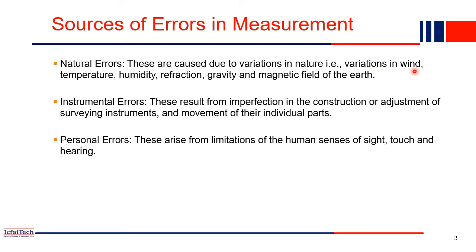For example, variation in wind speed. Maybe when you are surveying, the wind speed is 5 kilometer per hour, but when your friend is surveying, at that time maybe it is 50 kilometer per hour. Because of high wind speed, people always make some small mistakes.